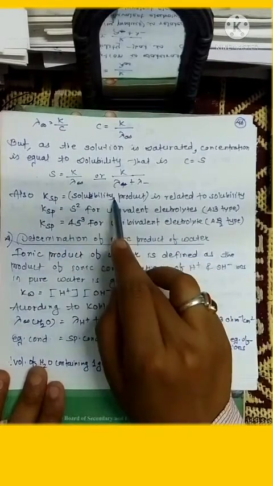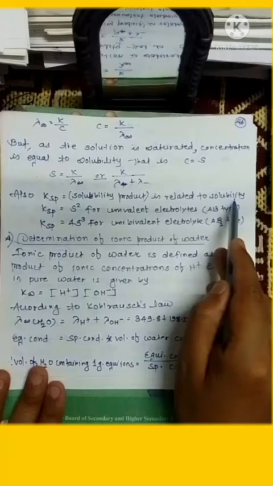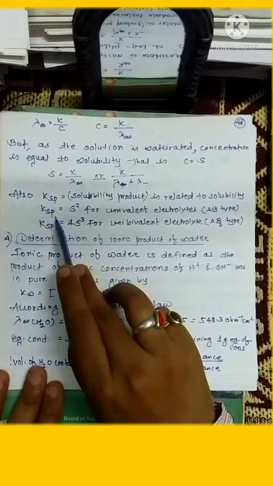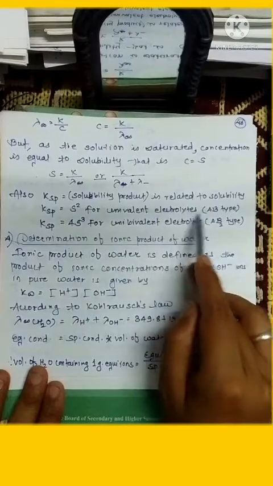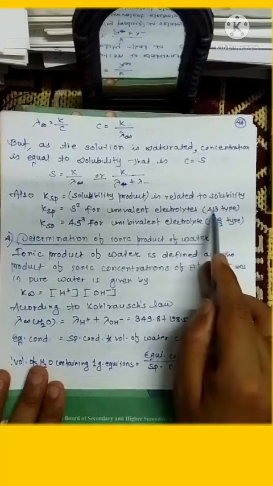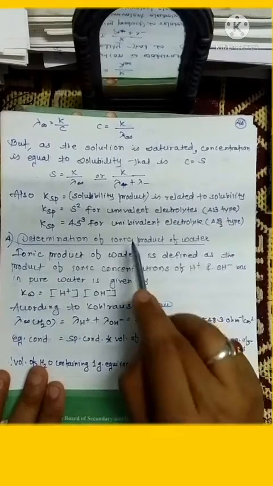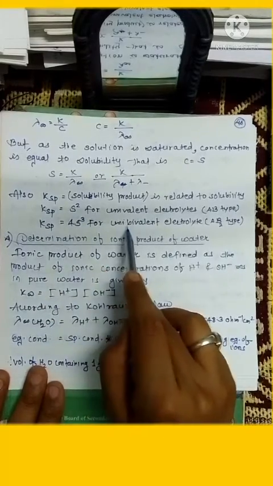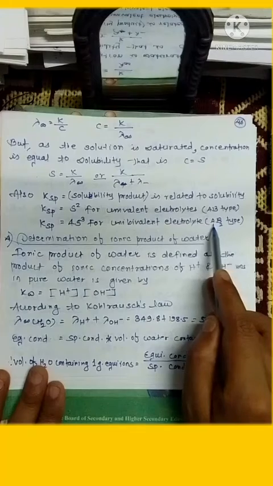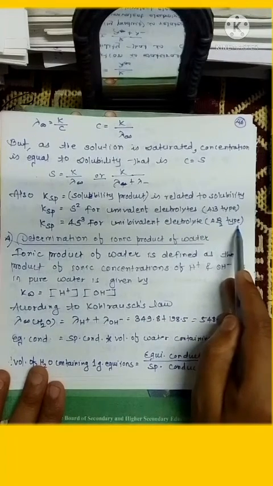KSP, that is the solubility product, is related to solubility. KSP is equal to S square for a univalent electrolyte, that is AB type, for example barium sulfate. KSP is equal to 4S cube for a uni-bivalent electrolyte, that is AB2 type.